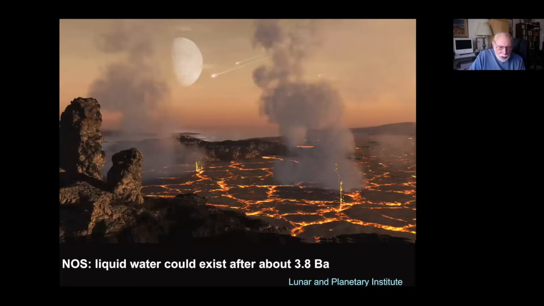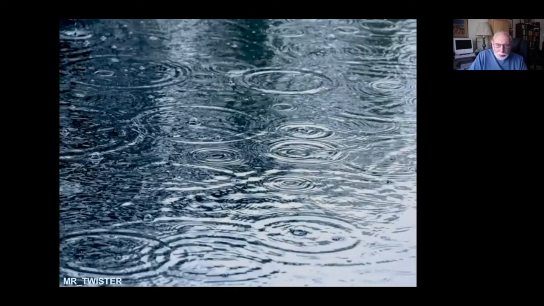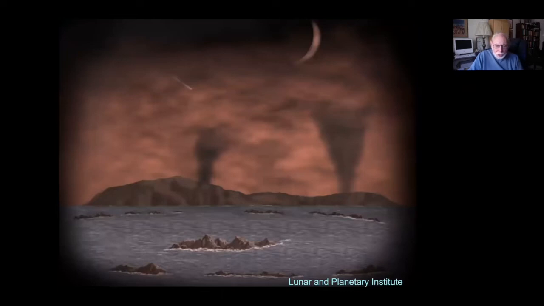The National Oceanographic Service says liquid water could exist after about 3.8 billion years, but it might have existed even before that. Whenever it was, it cooled enough that clouds formed, and it started to rain, and it rained, and it rained. And puddles became pools, and pools became ponds, and ponds became lakes, and lakes became seas. And we have the first standing bodies of water on the planet in those early days.